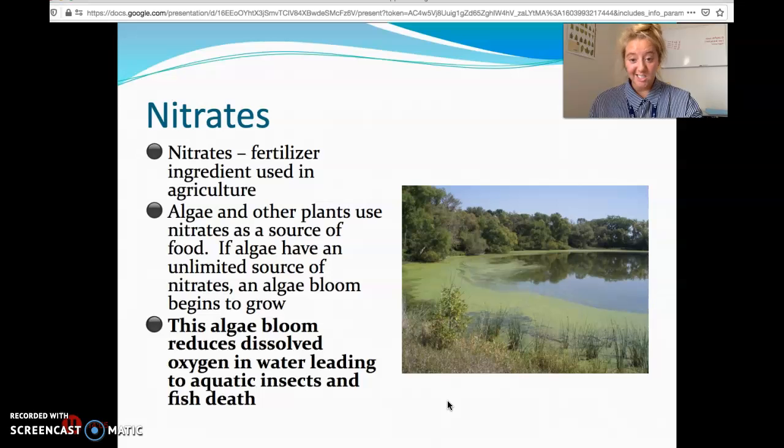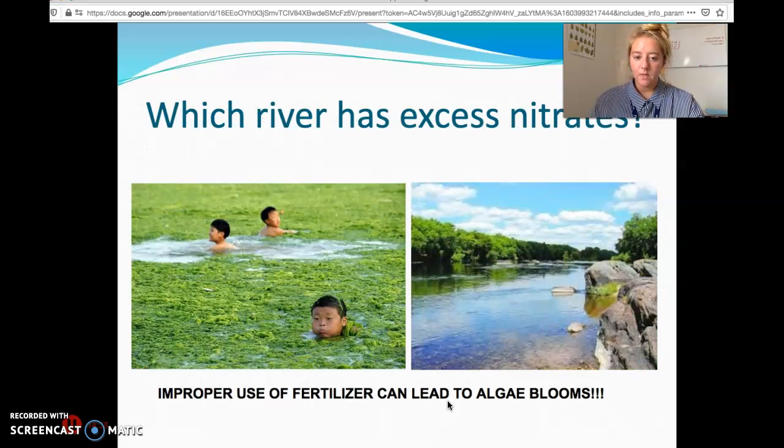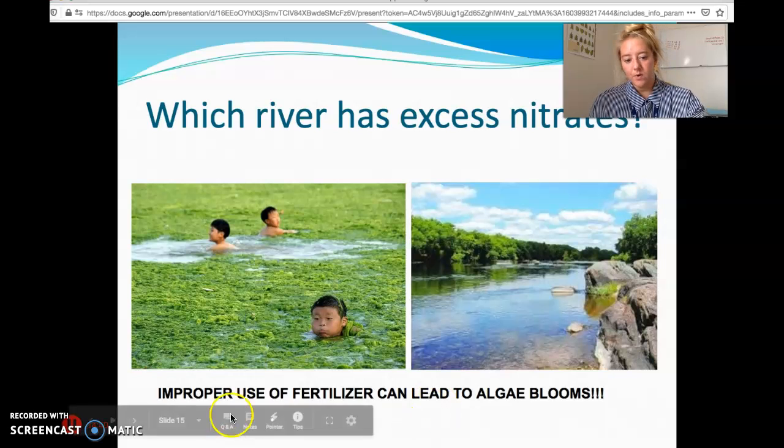Okay, nitrates is the next thing that we typically test, and we're going to move through these pretty quickly. This comes from fertilizer, and we're going to talk a lot about this when we talk about eutrophication, which will be another lecture. Fertilizer is an ingredient used in agriculture, and algae and other plants use the nitrates just like our crops do. If the algae have a large source of nitrates, the algae bloom so much, which reduces the dissolved oxygen content in the water, leading to less oxygen and fish and insect death, which is not good. Ecosystems die because of this. And then this one right here has an excess of nitrogen.